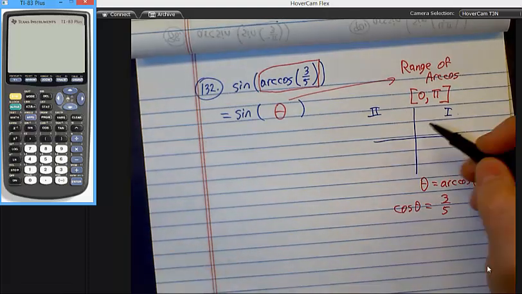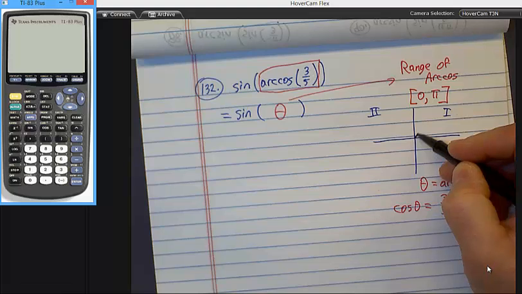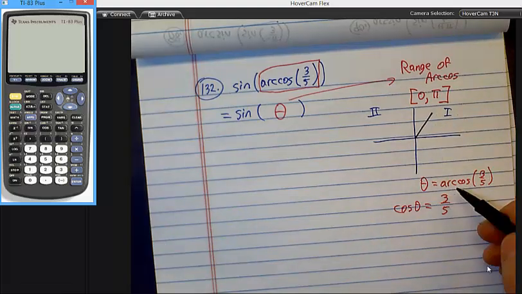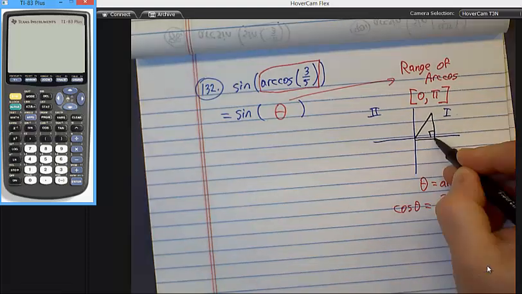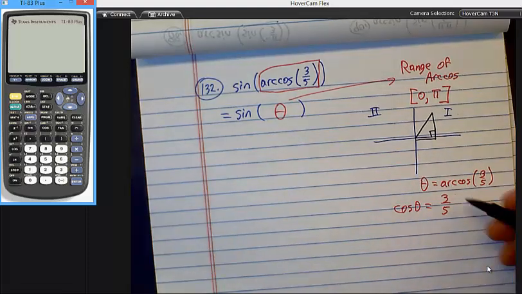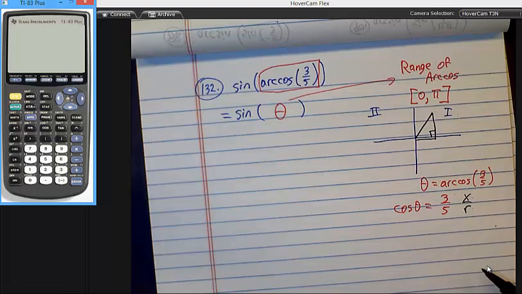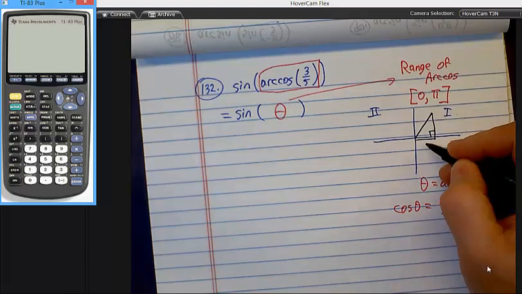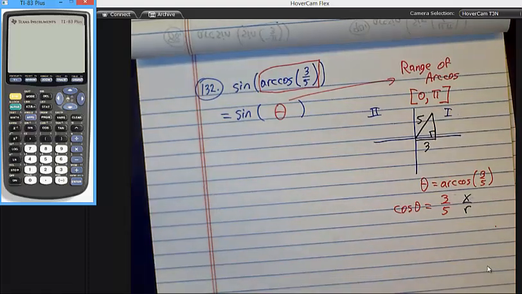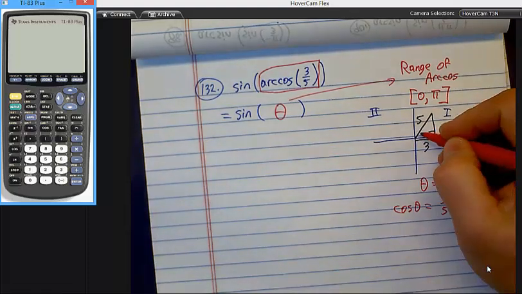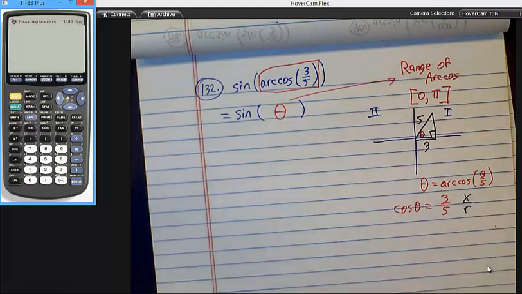So let me draw a picture of it, something in the first quadrant. If I say that the cosine is 3/5, remember cosine is x over r. So maybe what I'll do is put a 3 here, and I'll put a 5 here, and my theta is right there. That's my theta.